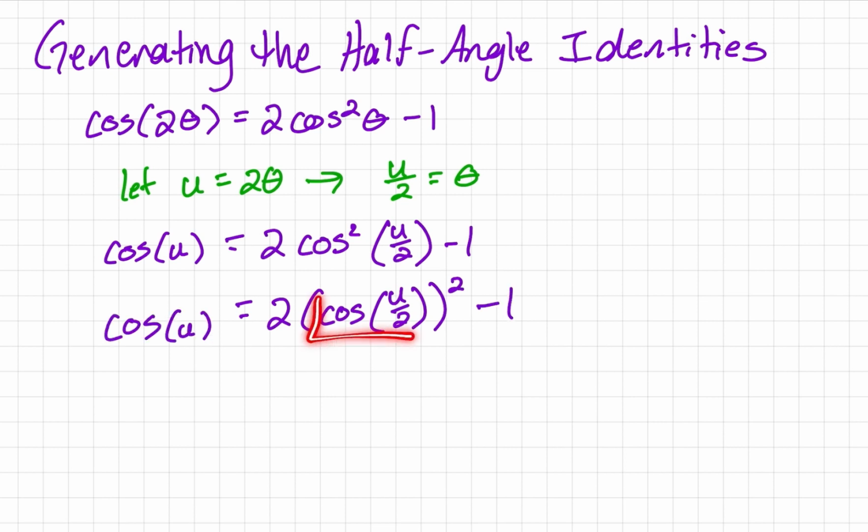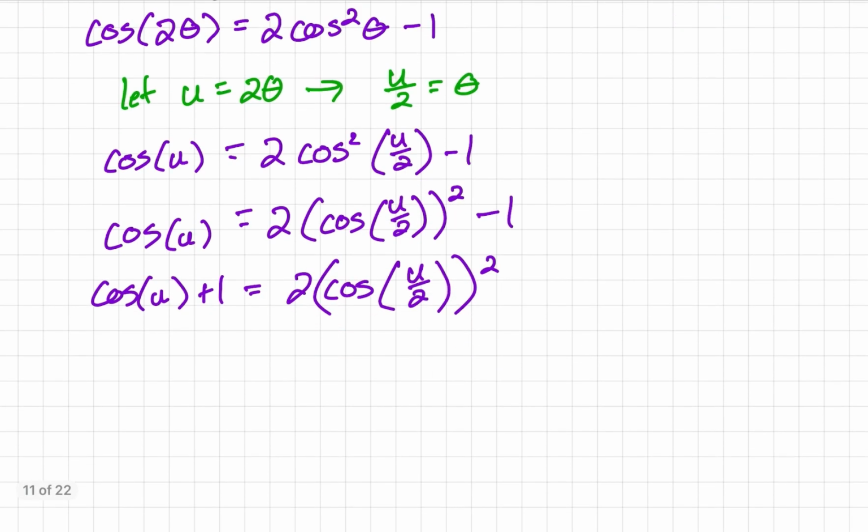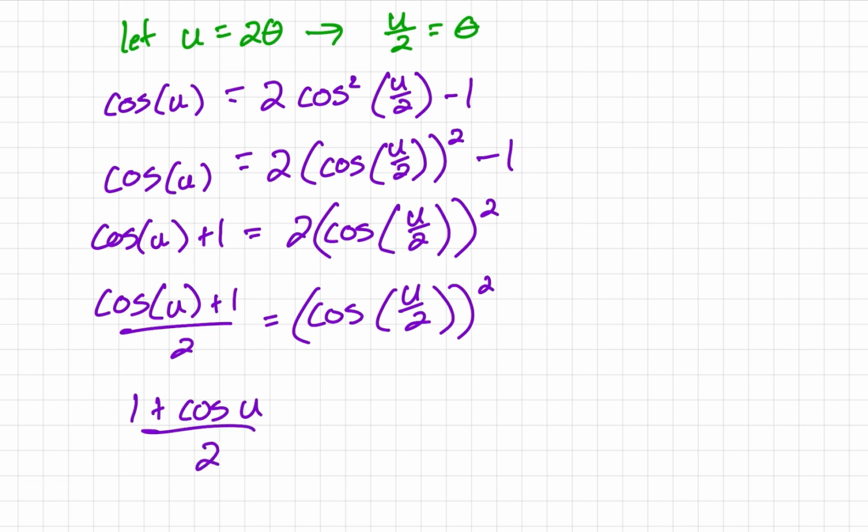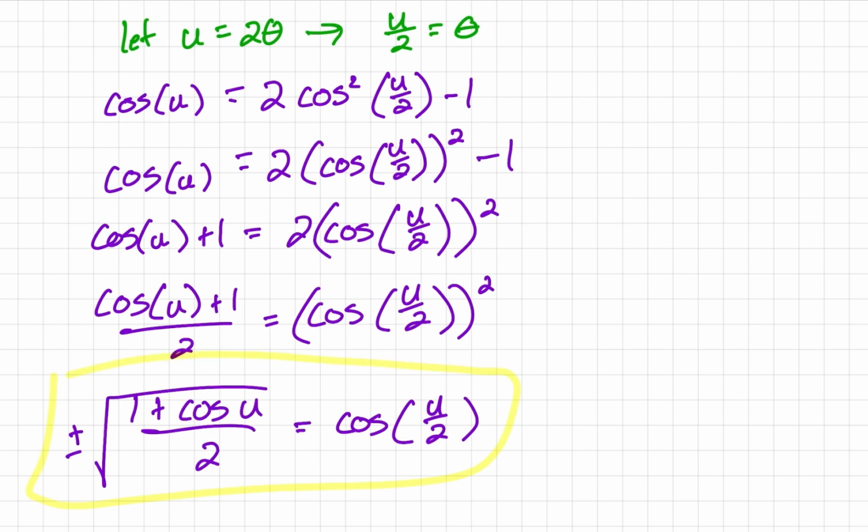Now my goal would be to isolate the cosine of u over 2. So I'm going to start by adding the 1 to both sides. And now I will divide by 2 on both sides. And finally, I will take the square root of both sides. And at the same time, I'm going to move that 1 to the front so that it's really clear that only the u is going inside of that trig function. So that's going to be plus or minus the square root of 1 plus cosine of u divided by 2 is equal to cosine of u over 2. And that is the cosine half angle identity.